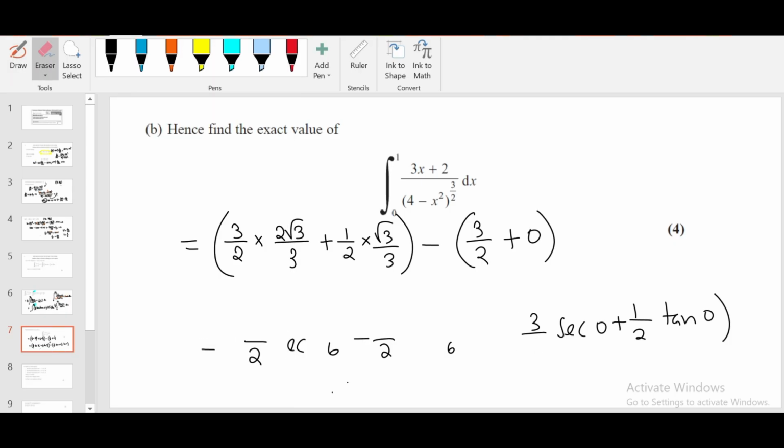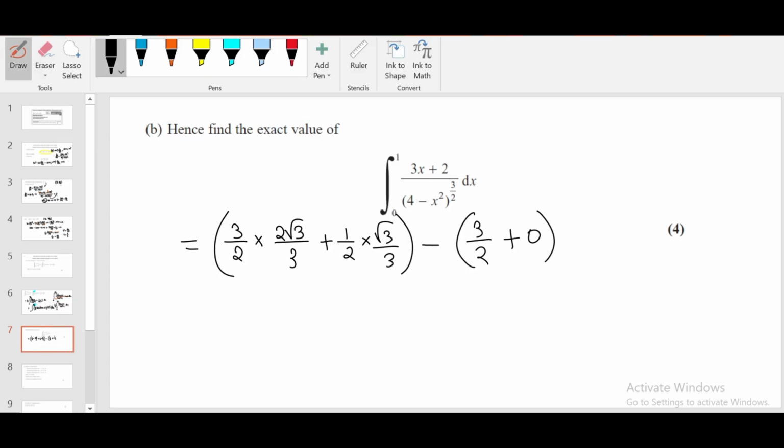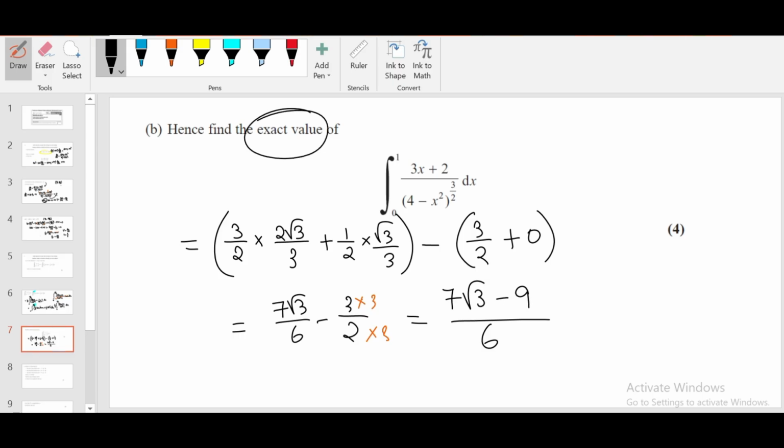Simplify the like terms now. Let's carefully simplify the like terms. You'll get the common denominator is 6. So 7 root 3 divided by 6 minus 3 over 2, or if you multiply and divide this by 3 to make it a common denominator will be 6. You will get 7 root 3 minus 9. That's the exact value of this integral.